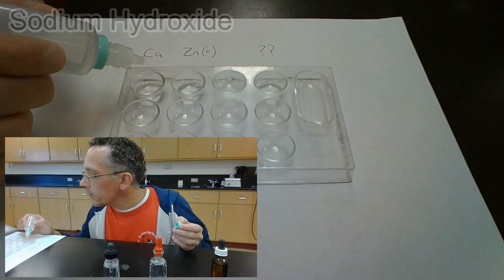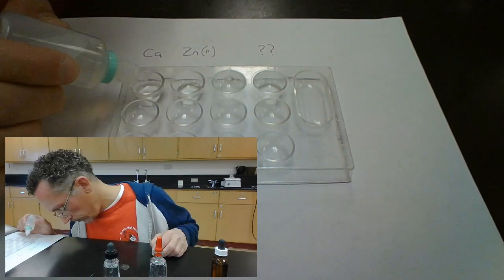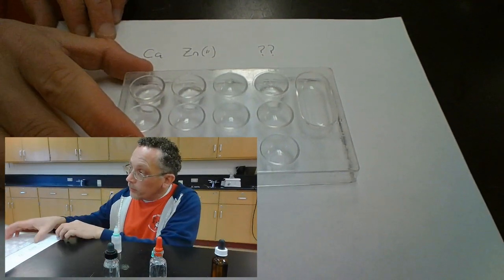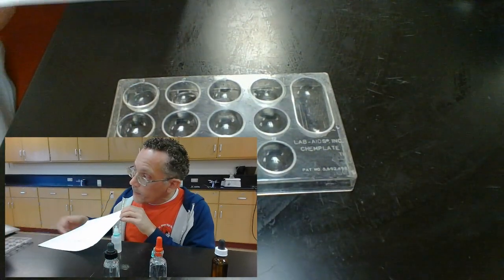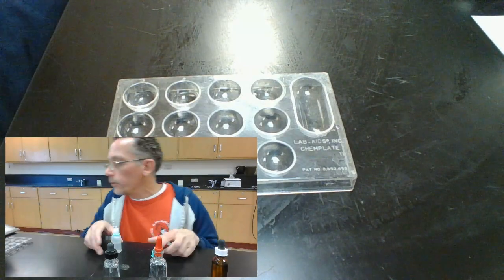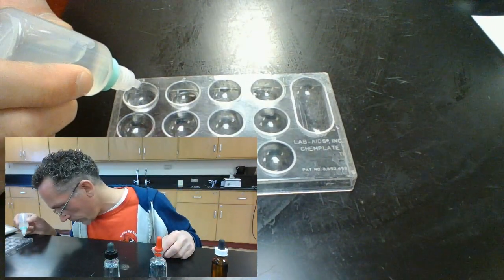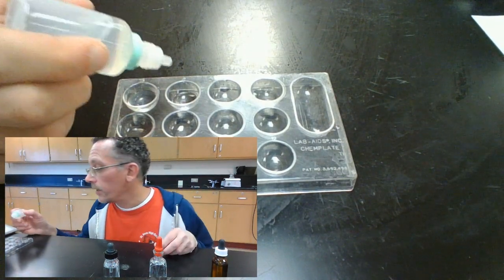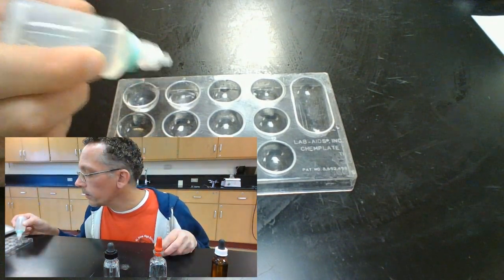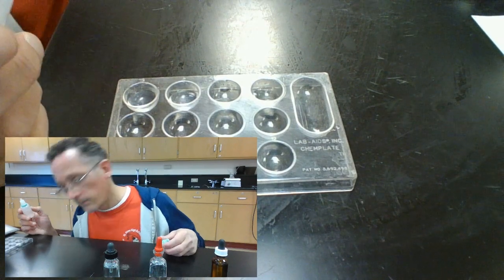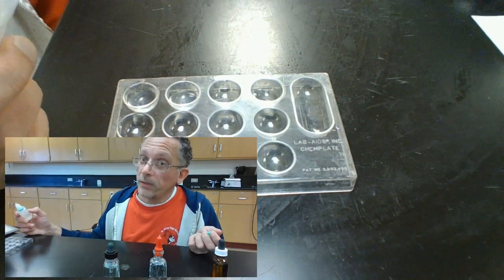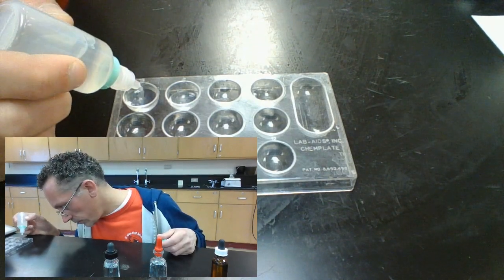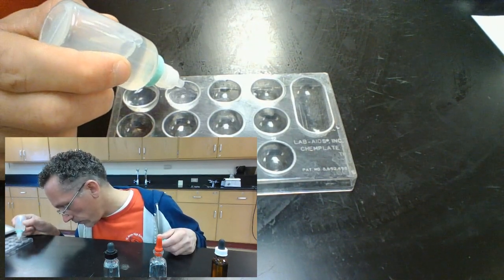Okay, let me add the sodium hydroxide to perform the test. So with the calcium, that's hard to see against the white background. I'm going to remove the paper, and maybe we'll be able to see, I hope. I can see a little bit of a white precipitate in there. What about with the zinc? Again, I can see a little bit of the white precipitate. So let me add some more and see if we get redissolve.